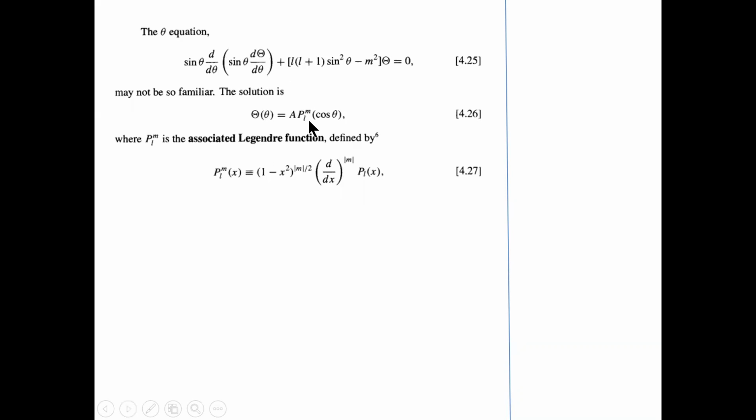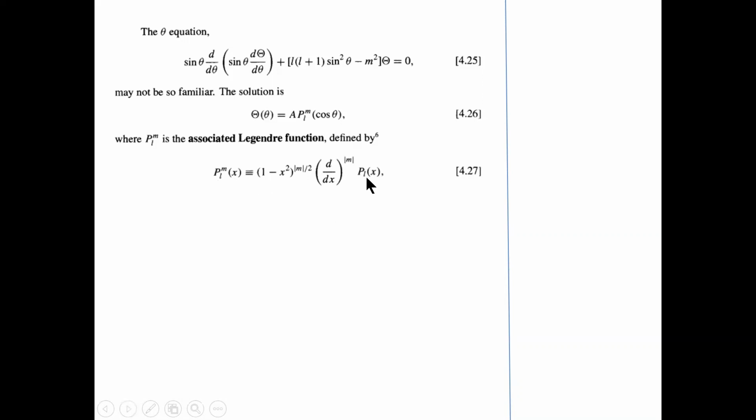So this is called a special function, and this is just a constant. You can find it out. All these constants are found using the normalization condition, which we'll do later on. Now this is P_L^M, and it's a function of cos theta, so here we have x. When you plug in the values of L and M, it will automatically generate the corresponding function.